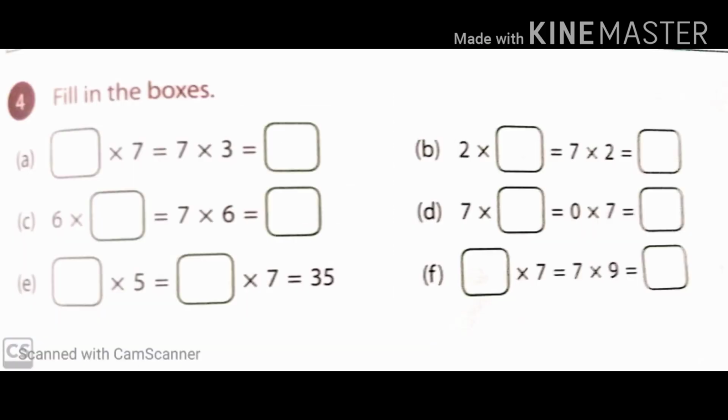Fill in the boxes. Dash into 7 equals to 7 into 3 equals to dash. 2 into dash equals to 7 into 2 equals to dash. 6 into dash equals to 7 into 6 equals to dash. 7 into dash equals to 0 into 7 equals to dash. Dash into 5 equals to dash into 7 equals to 35. Dash into 7 equals to 7 into 9 equals to dash.